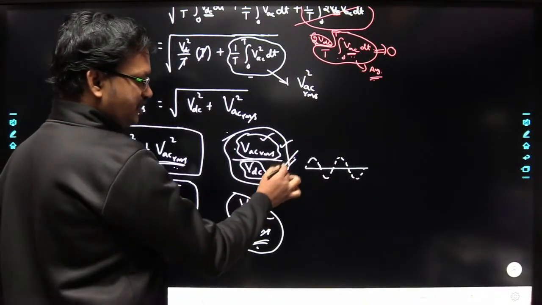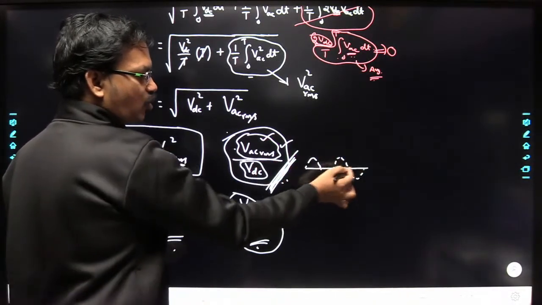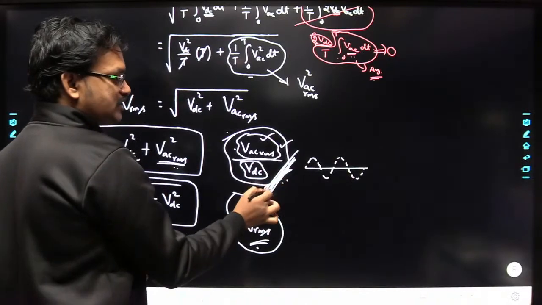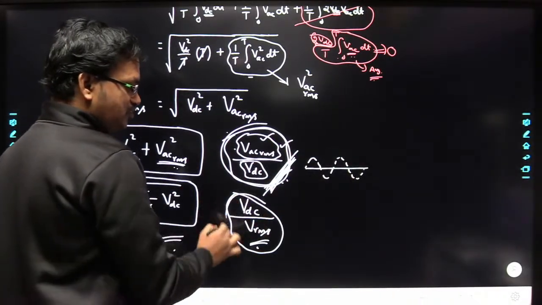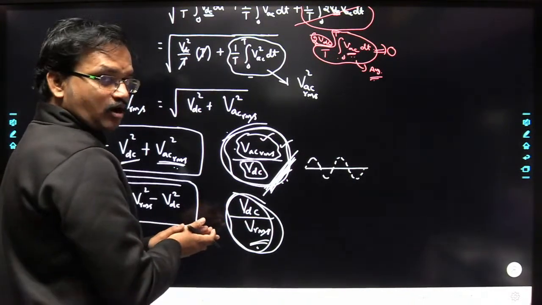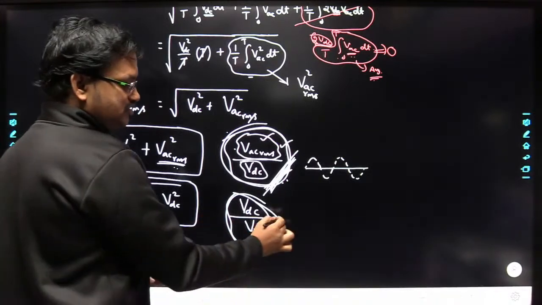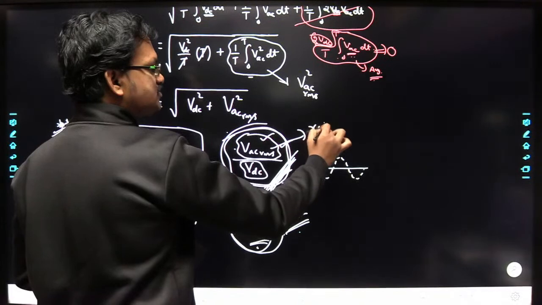So I said this ratio will give you what here? How much AC component is riding over the DC component. So this ratio is going to give that. And this ratio is going to give you how much factor of DC component is present in the total signal. So actually this ratio we call it as ripple factor.